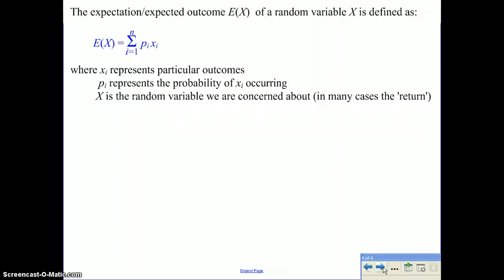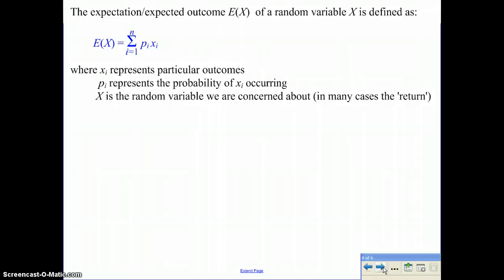We have E of x equals, notice this is the sum of each probability, P sub i, times each outcome, x sub i. Where x sub i represents particular outcomes, P sub i represents the probability of x sub i occurring, and x is the random variable we are concerned about. In many cases, it's the return.